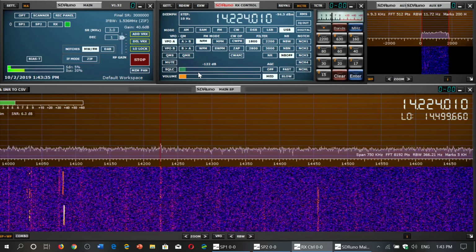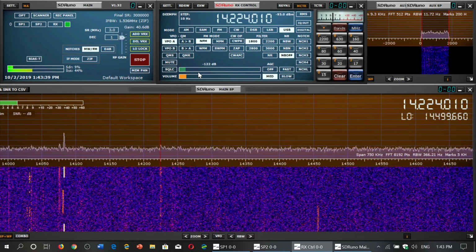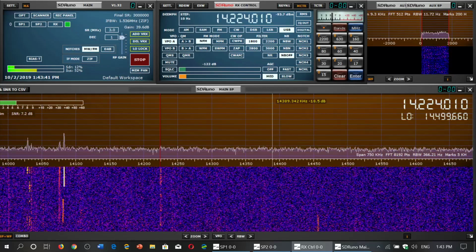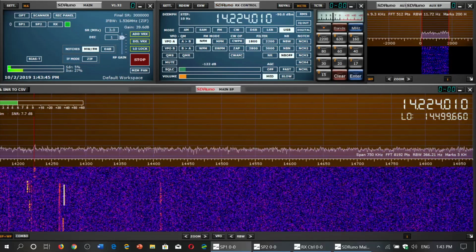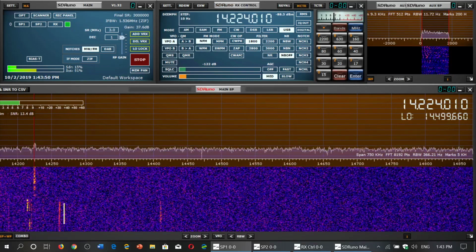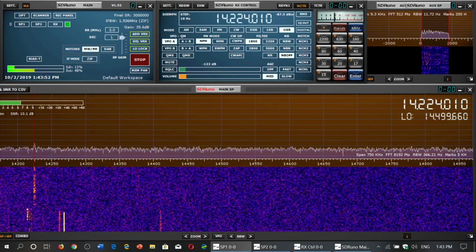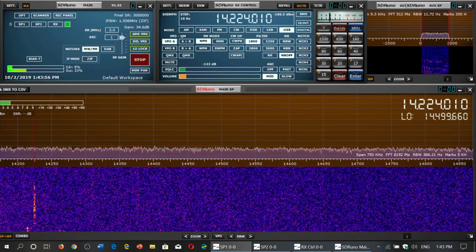Above 14350, it is mostly all sorts of utilities. I've heard so many things over there. I've heard fishermen talk. 14902 is a frequency where I often hear a net of the U.S. Civil Air Patrol and all sorts of interesting signals.